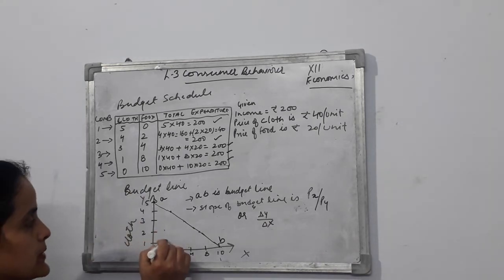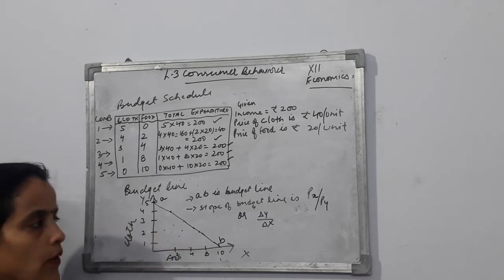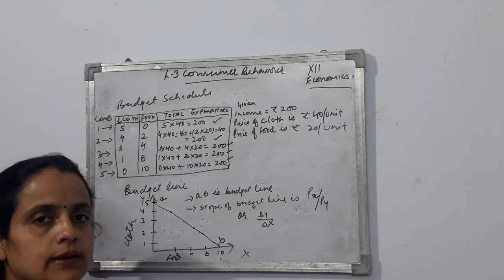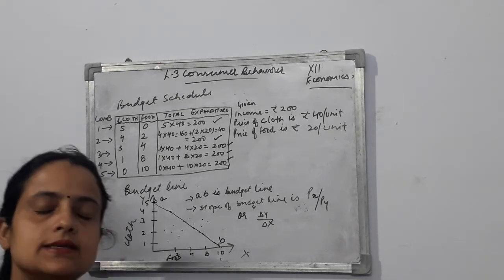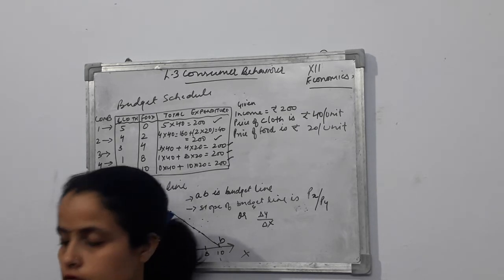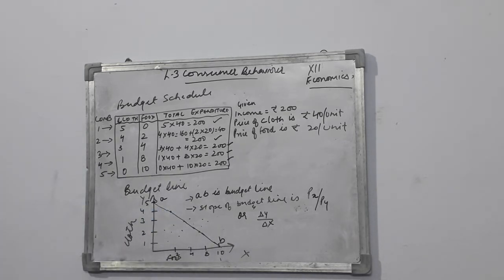So all the points which are present inside the budget line are the achievable points, attainable points, and all the points which are outside the budget line AB are unattainable points. So basically here I have told you what is budget line. So if we just talk about budget line, what exactly budget line is? Budget line is the line which shows different combination of two goods which can be purchased out of the given income. So this is what your budget line is, children. Okay, now we'll read further.